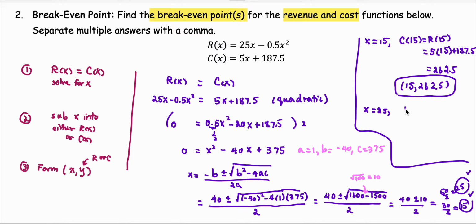We're going to plug it into the cost function that is easier to compute. So it's 5 times 25 plus 187.5, and put it in the calculator. It turns out to be 312.5. Therefore, the second coordinate, or the second break-even point, is going to be at 25 and 312.5. So we get two solutions for this problem. So we are done.